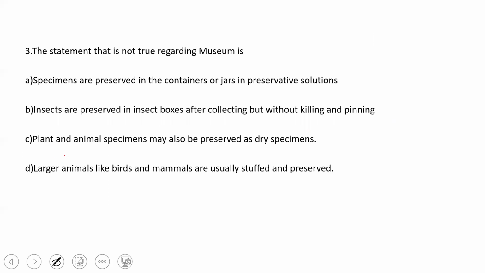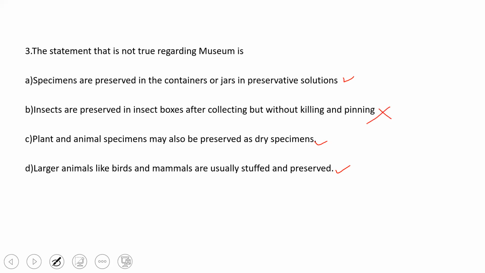Next one, the statement that is not true regarding museum is what? Specimens are preserved in containers or jars in preservative solutions. Insects are preserved in insect boxes after collecting, but without killing and pinning. Plant and animal specimens may also be preserved as dry specimens. That is true. Larger animals like birds and mammals are stuffed and preserved. This is also true. And even this is also true. But this is false. Why is it false?